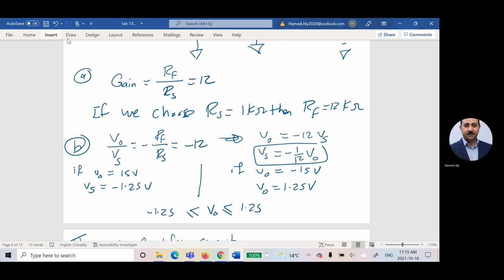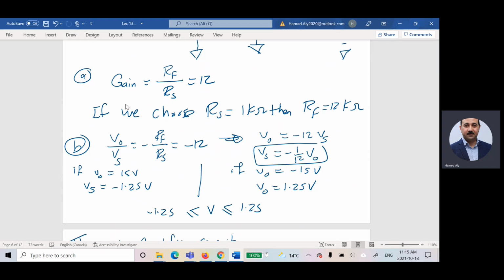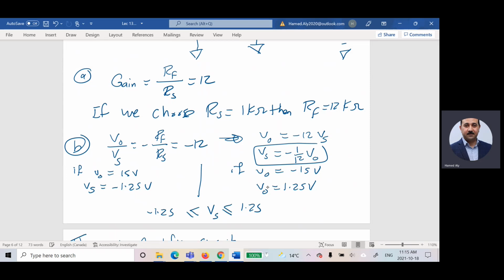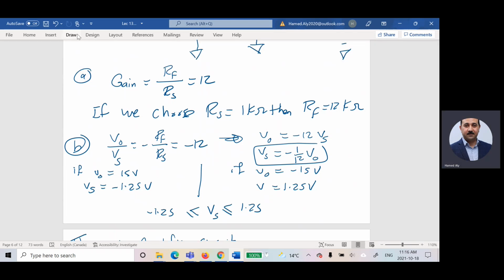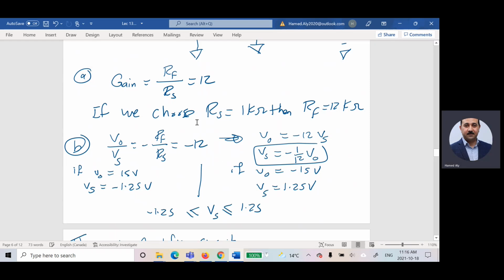Straightforward case. This is Vs. Yes, thank you. This is Vs. Let me erase this. This is Vs. So based on that, I can say Vs is in between negative 1.25 and 1.25.